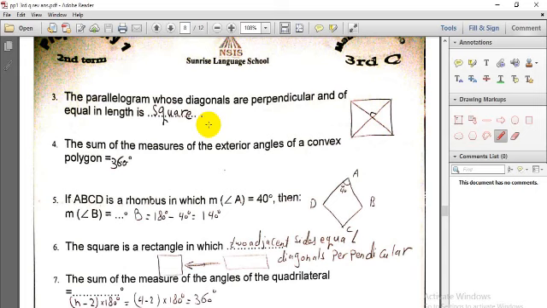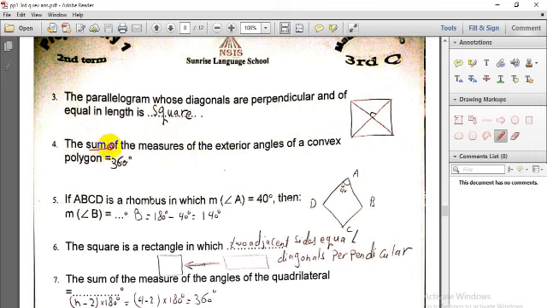Again, if the diagonals are perpendicular only, it's a rhombus. But if they are perpendicular and the diagonals are equal, it's a square, because the diagonals are not equal in the rhombus. It's equal only in the square. Very good.